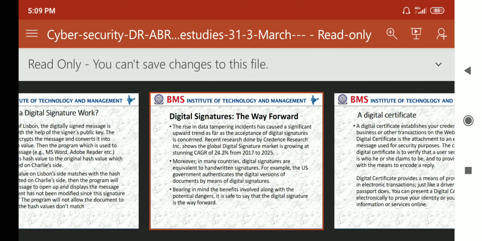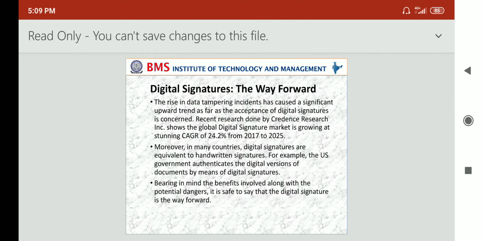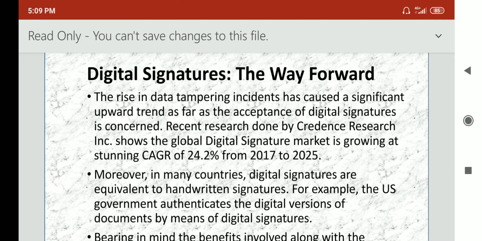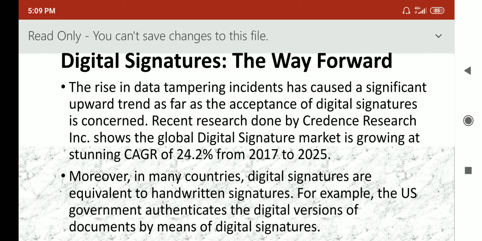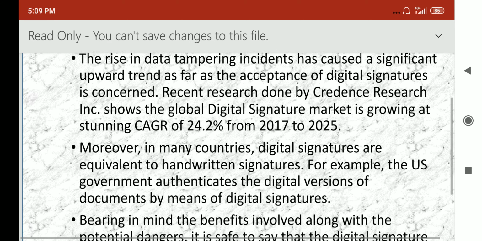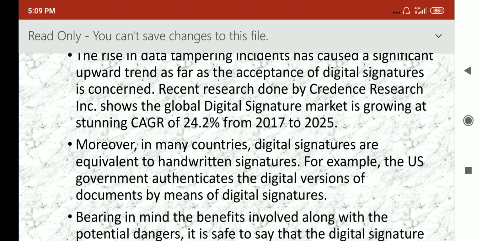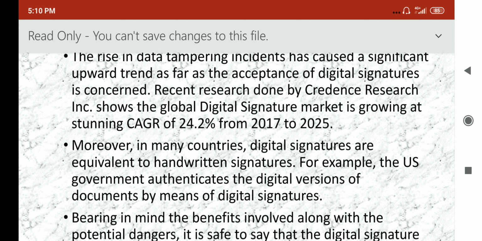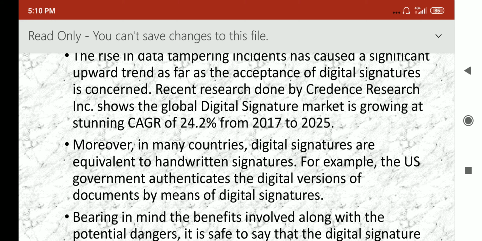The digital signature is the way forward. The rise in data tampering incidents has caused a significant onward trend as far as acceptance of digital signatures is concerned. Recent research done by Credence Research Inc. shows the global digital signature market is growing at a stunning CAGR of 24.2% from 2017 to 2025.